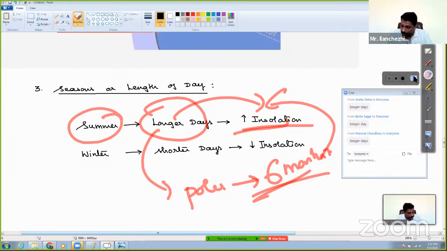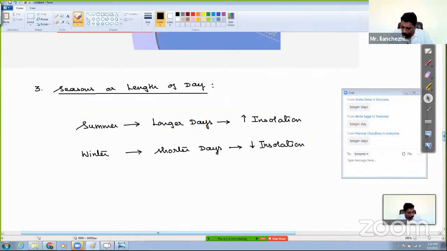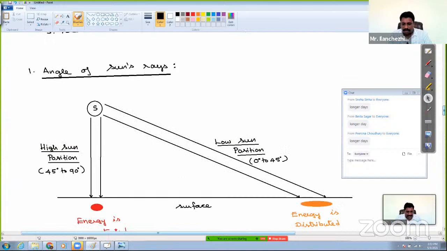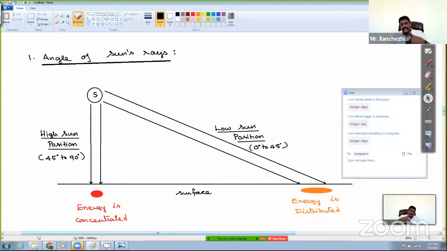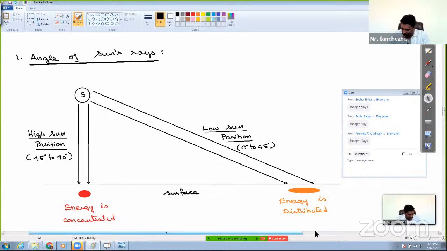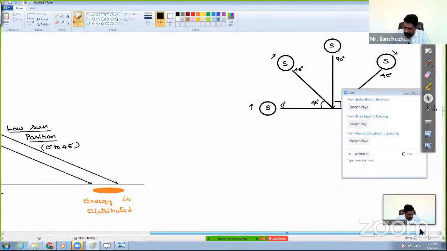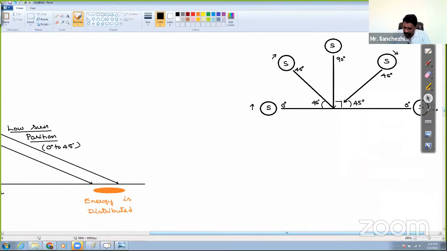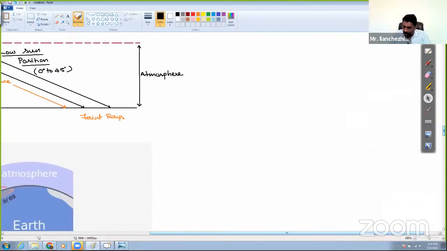That's the reason I'm always telling you, right? Predominantly, it is the angle of sun's rays. Along with the angle of sun's rays, you should also take into consideration other factors. How should I understand this? I'll tell you slightly better. All the factors put together, how can I make a relation?